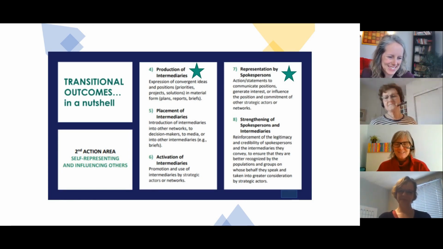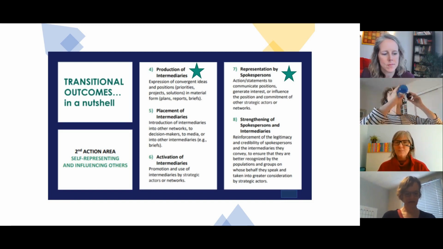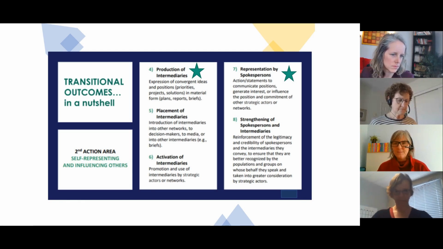Transitional outcomes in a nutshell, part two: the action area about self-representing and influencing others. Under this action area, there are quite a few transitional outcomes. The production of intermediaries, which involves the expression of convergent ideas and positions, priorities, projects, and solutions in material form, such as plans, reports, or briefs.